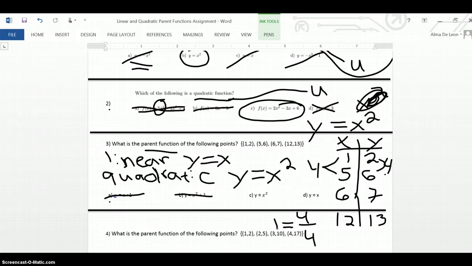Let's see if our rate of change is constant. The rate of change between 5 and 6 is 1. The rate of change between 6 and 7 is 1. 1 divided by 1 is 1. So my rate of change is constant. In other words, my rate of change is the same, which means that this equation has to be a linear function.